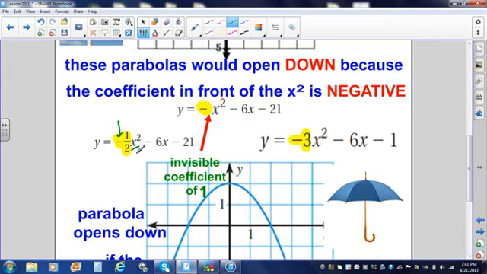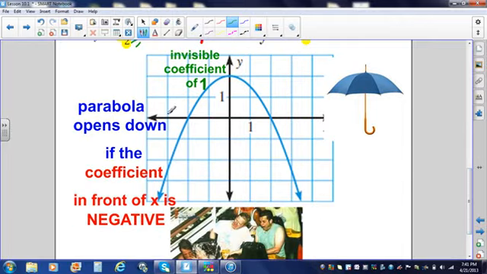Likewise, take a look at this example. This coefficient in front of the x squared is negative. This coefficient in front of the x squared is negative. So if the coefficient in front of x squared is negative, you got it. The parabola is going to open down.